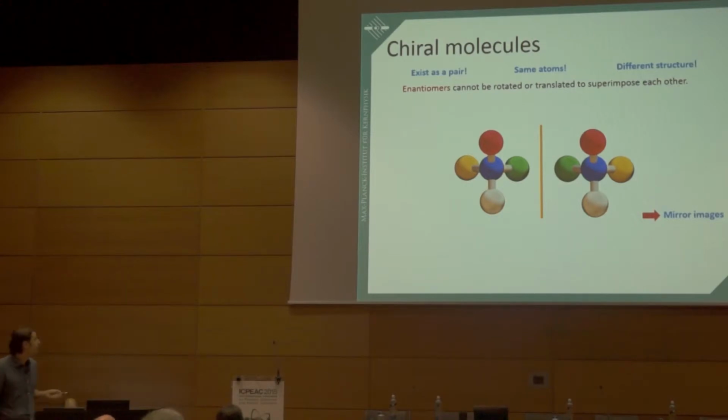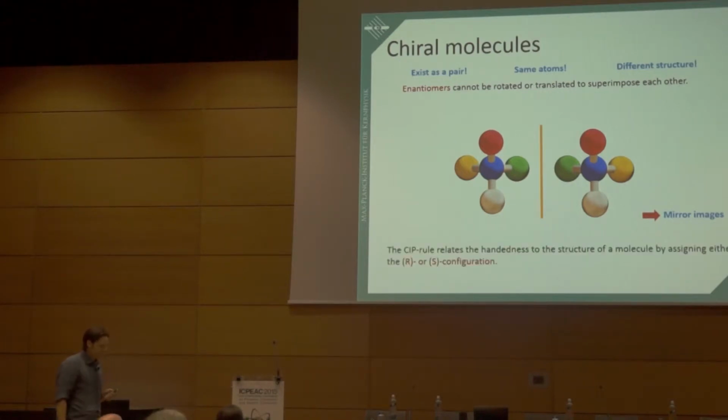Just to remind you shortly, chiral molecules exist as a pair. They have the same atoms, but still their structure is different. These isomers are called enantiomers, which cannot be rotated or translated to superimpose each other. So we see here 2 chiral molecules, which are, because of this asymmetry, mirror images of one another.